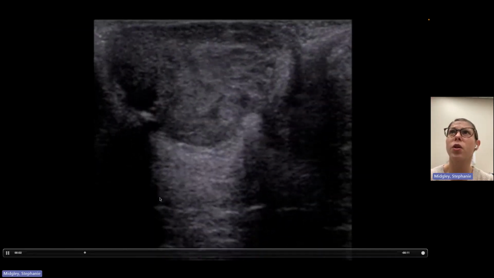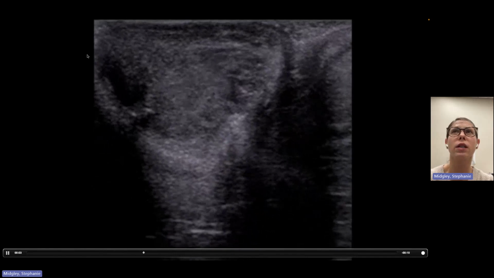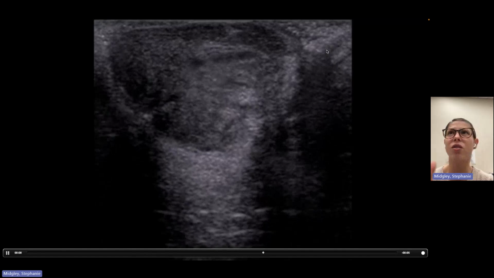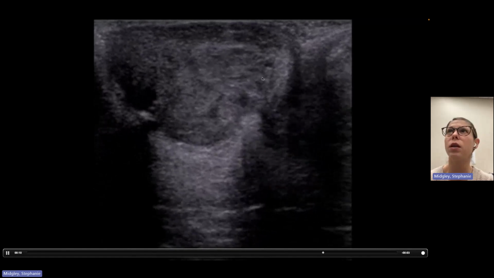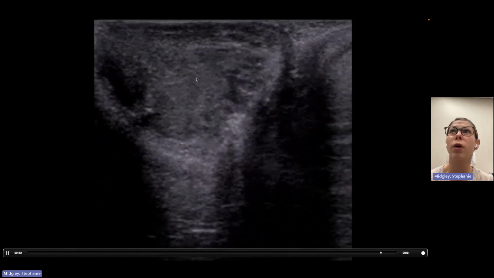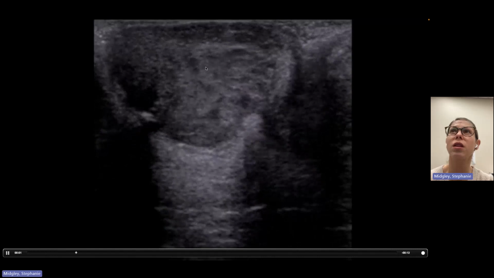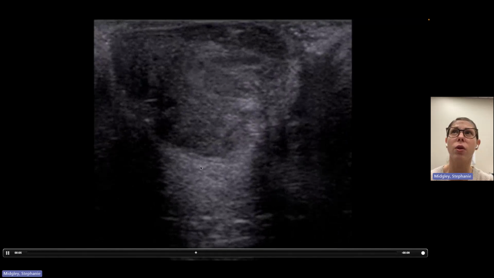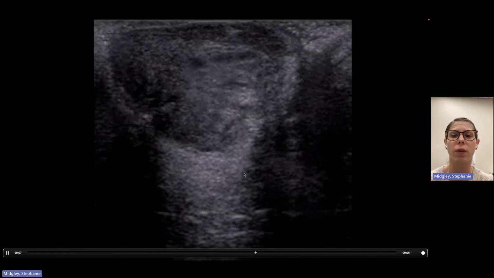Here's another example. This one looks a little more tissue dense, and you might scan over it and say, oh, there's nothing to drain. This looks pretty solid to me. But if you notice when they give a little compression, you can see that there's a little bit of movement here. So this is actually fluid filled. And if you notice, there is posterior acoustic enhancement.